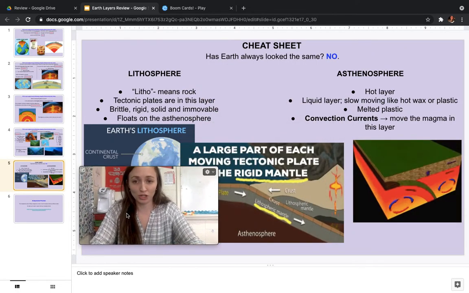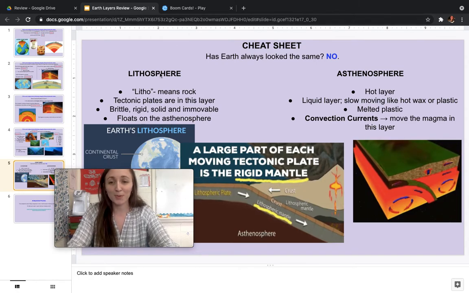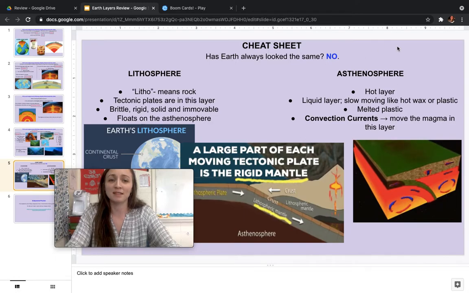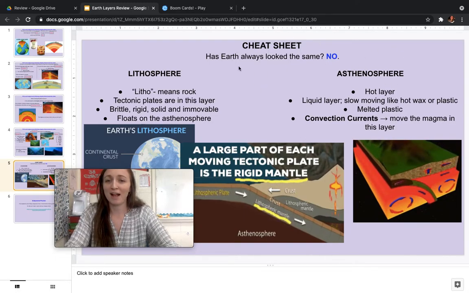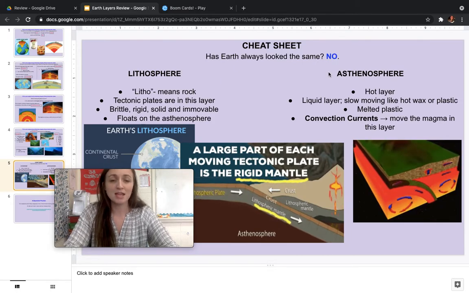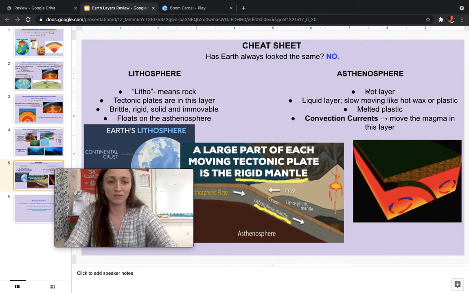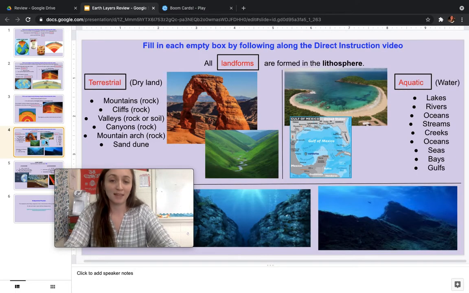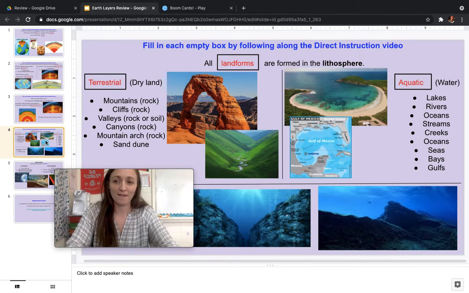Here is your cheat sheet, just to help you remember different ways the lithosphere can be described, different ways the asthenosphere can be described. If they ever ask you if the Earth has always looked the same, the answer is no. It is constantly changing because that lithosphere is being moved by that asthenosphere, causing different landforms to be made and shifted and changed and created and all that fun stuff.